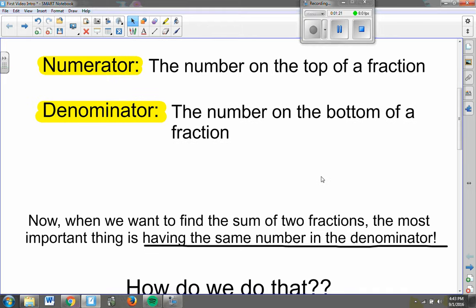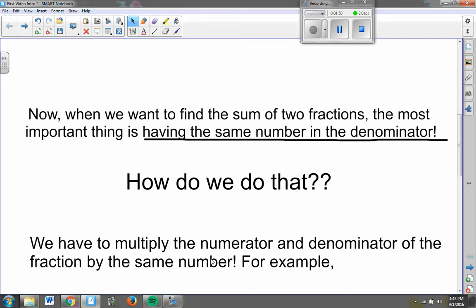Now, when we want to add two fractions together, when we want to find the sum of two fractions, the most important thing is having the same number in the denominator of each of those two fractions. Okay, so in certain cases, they're not going to be the same right away, and we have to make the numbers in the denominator be the same for the two fractions. Okay, the logical question then is, how do we do that?